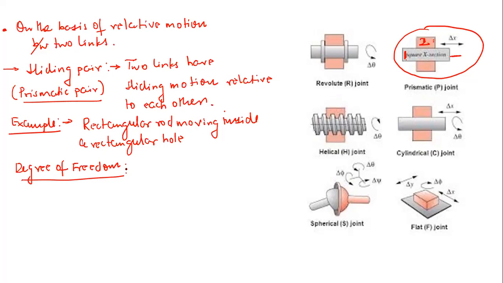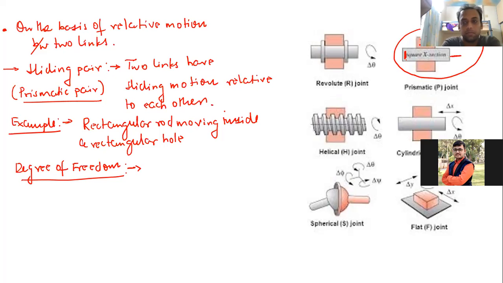Can anyone define what is degree of freedom? What is the definition of degree of freedom? Can anyone define? The number of directions in which a body can move. Okay, the number of directions in which a body can move. Anybody else? The number of independent relative motions. Correct. So one of the students said the number of relative motions.